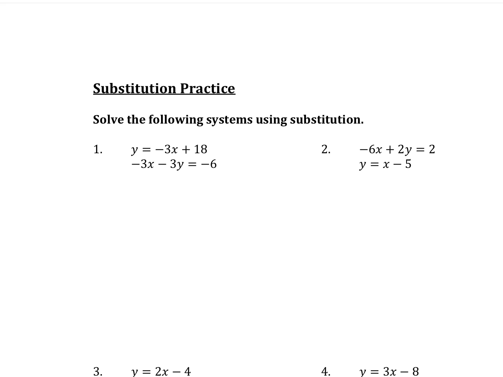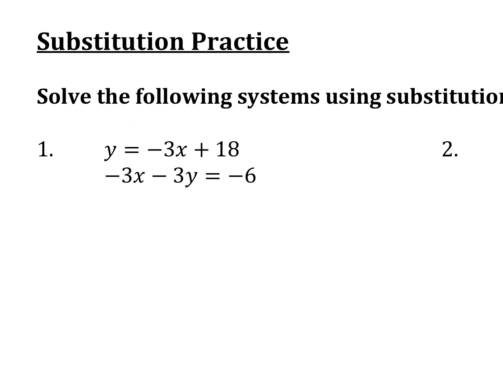We'll try one, and you guys can try one here. Or more, up to you. So number 1 is y equals -3x plus 18, and -3x minus 3y equals -6.